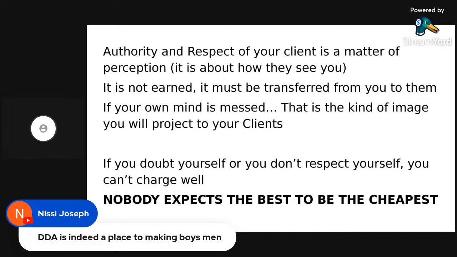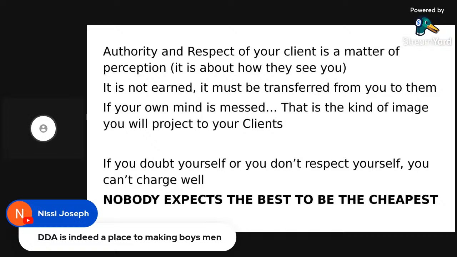Now this thing must be transferred from you to them. If your own mind is messed up, that is the kind of image you project to your clients. Do you understand that? That's why I tell people, don't be desperate. I think I made that post last week or two weeks ago. I said, don't be desperate as a designer, right? People can sense your desperation and pay you according to your desperation, right?